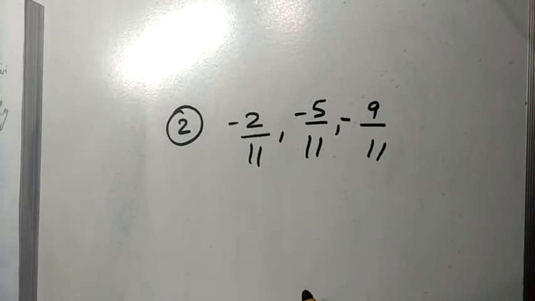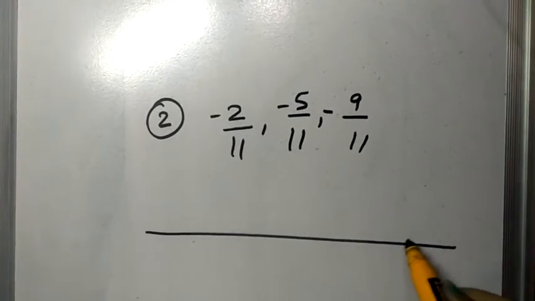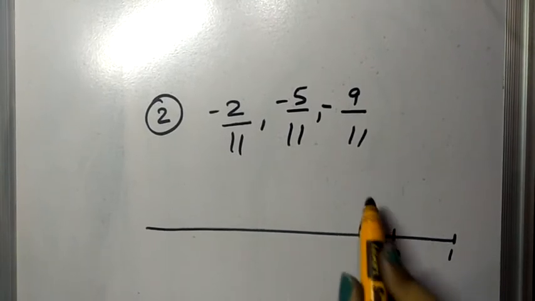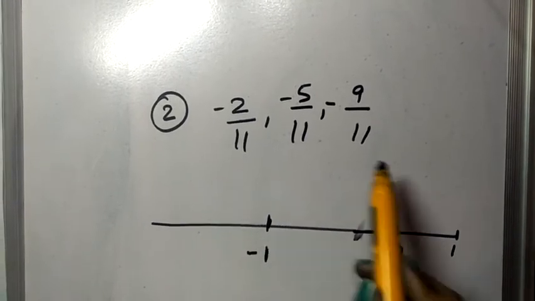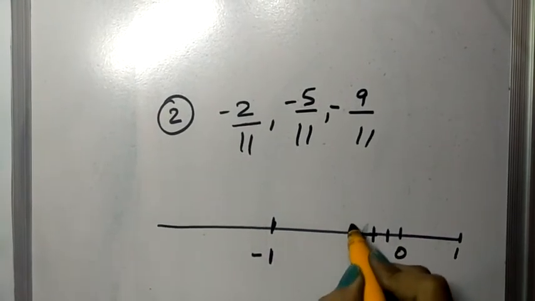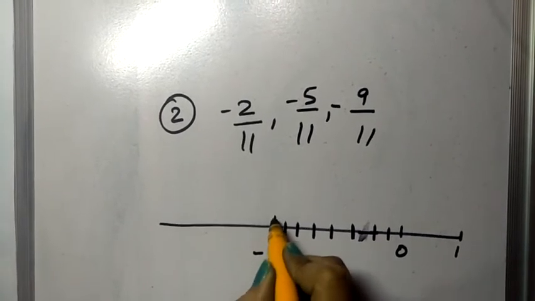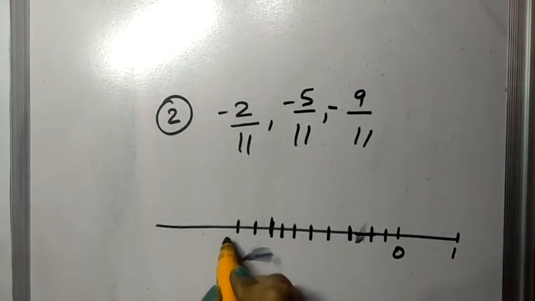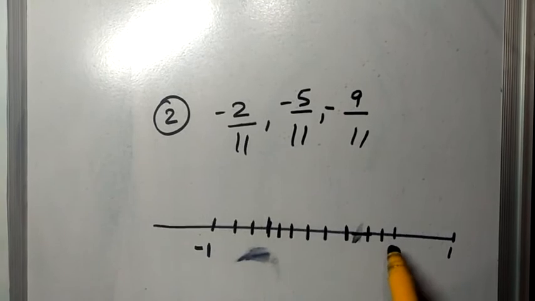Here is the second question. We have to represent these 3 fractions on the number line. So first we'll draw a number line from here. We can make it 1, the 0, and this till -1, because we have to make 11 parts of this. From here to here 1, 2, 3, 4, 5, 6, 7, 8, 9, 10, and this is 11. Now we can write it -1. Now we have done the 11 parts of 0 to -1.